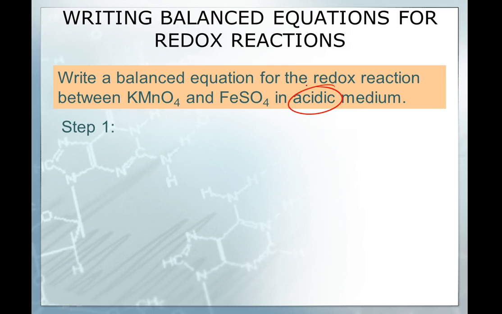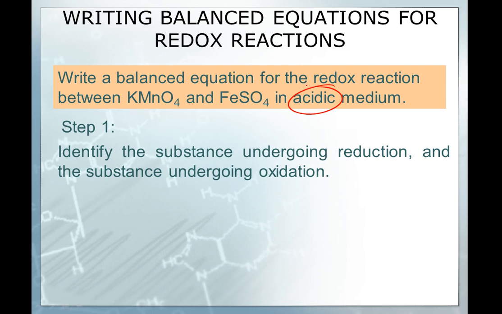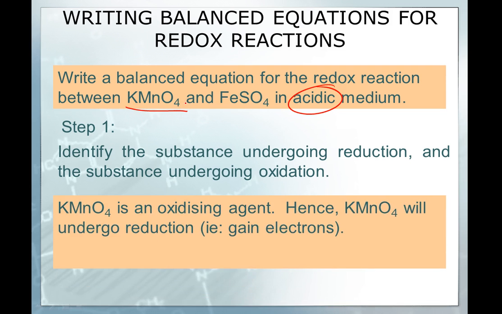In your notes, step 1: identify the substance undergoing reduction and the substance undergoing oxidation. Do note that KMnO4 is your oxidizing agent, so it's the one that will undergo reduction. And that makes your iron 2 plus the one that will undergo oxidation.